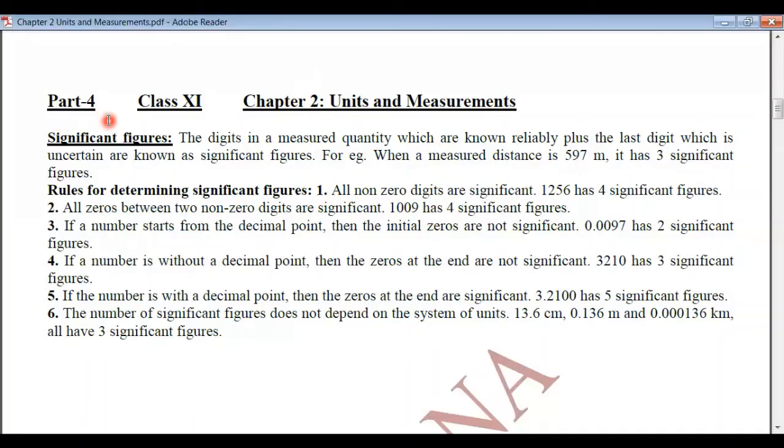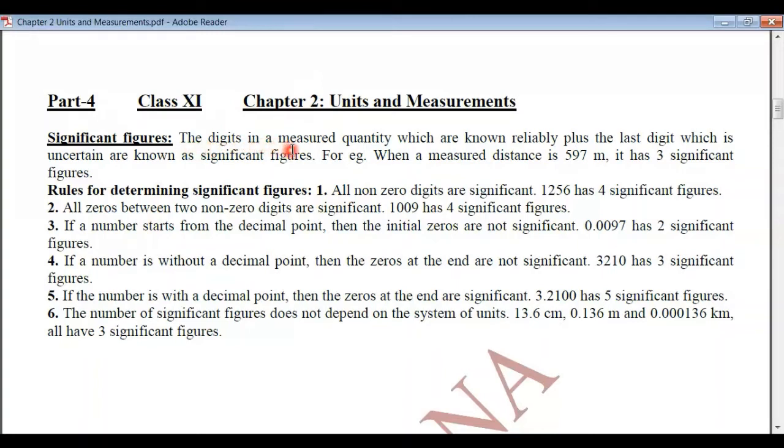This is part 4, chapter number 2, units and measurement of class 11. In the previous part, part number 3, we have studied about applications of dimensional analysis and its limitations. Now in this part, we'll study about significant figures and errors. Let's start with significant figures.